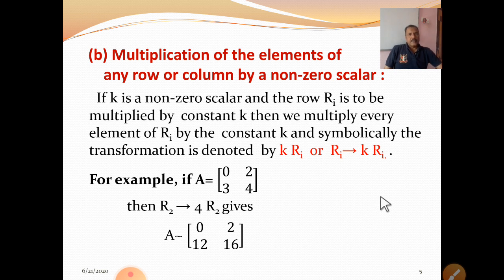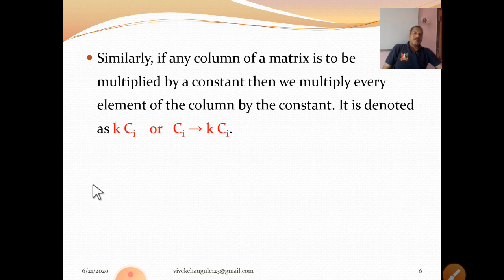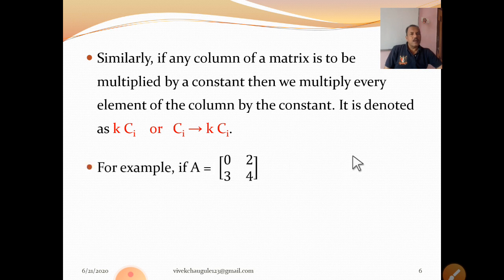Okay, and now next, the third transformation. This transformation was for rows; now in this slide, it is for columns. Similarly, if any column of a matrix is to be multiplied by a constant, then we multiply every element of the column by the constant, and it is denoted by k Ci, or Ci changes to k Ci. The same transformation applies to the column.